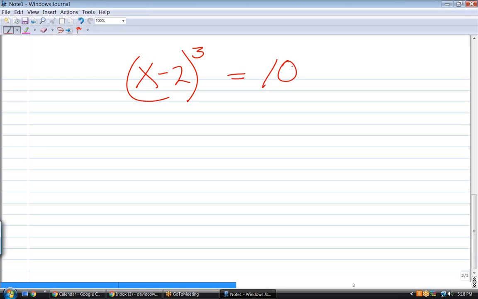How do we solve that? X cubed minus. What's the best first step? To distribute the exponent? No, actually not. That'll just make it harder. In other words, if we do that, notice we'll end up with a cubic. And there's nothing tougher than solving a cubic or a quartic.